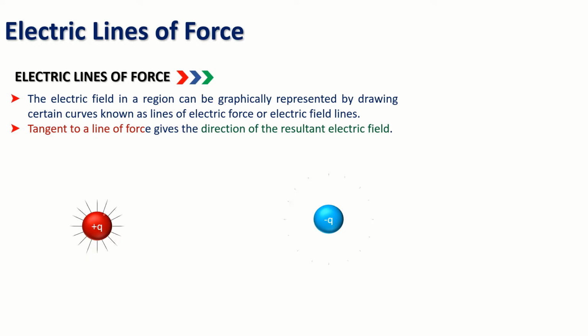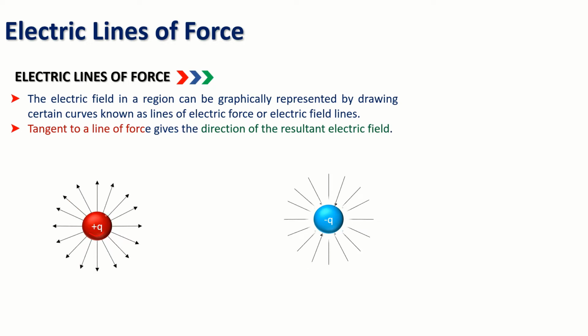See the arrow marks. The arrow indicates the electric lines of force. In the case of the positive charge, the electric lines of force are coming out from the positive charge. But in the case of the negative charge, the electric lines of force are coming towards the charge. Means the electric lines of force start from the positive charge and end at the negative charge.